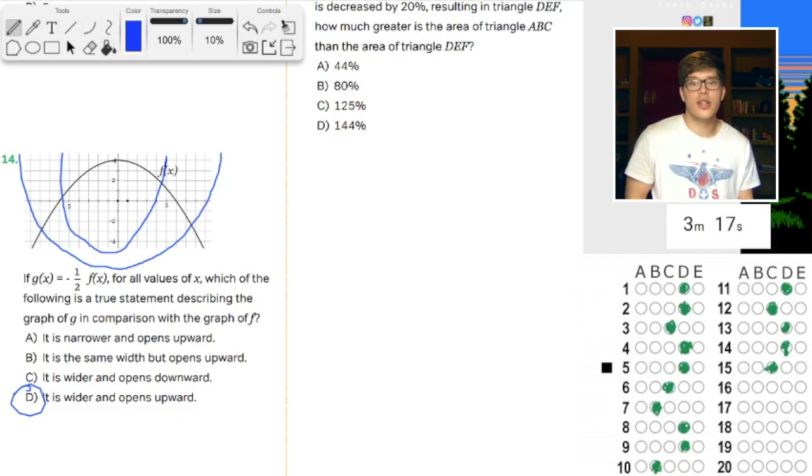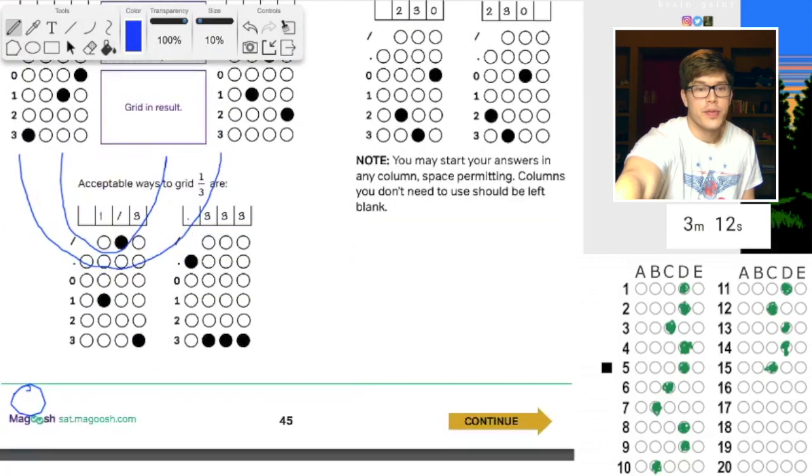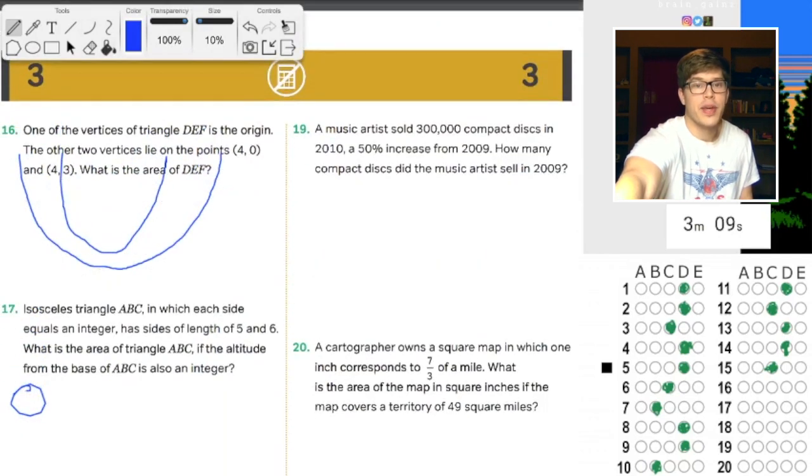Okay. We have 3 minutes to do these last 4 problems. I don't know if we're going to be able to make it.